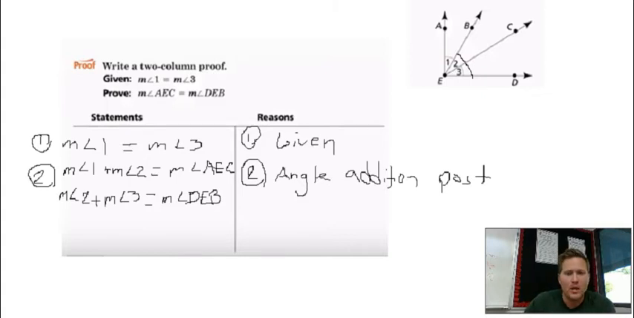Alright, so do we see right here how we have angle 2 and angle 2, how these are equal to each other right there? So we would say in step number 3 right here, that the measure of angle 2 is equal to the measure of angle 2. And this would be our reflexive property.